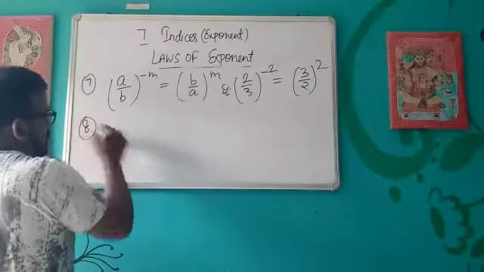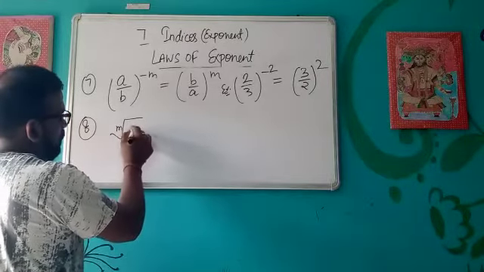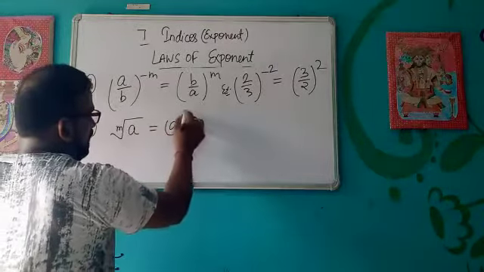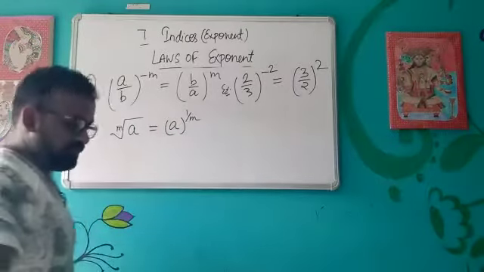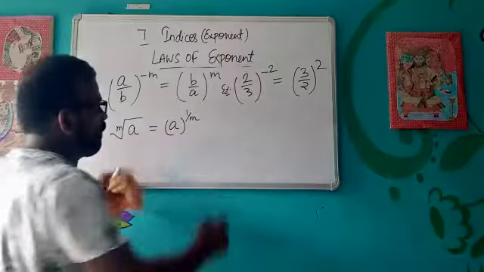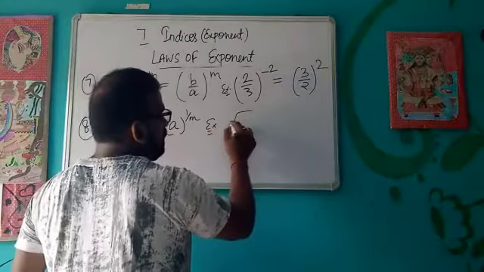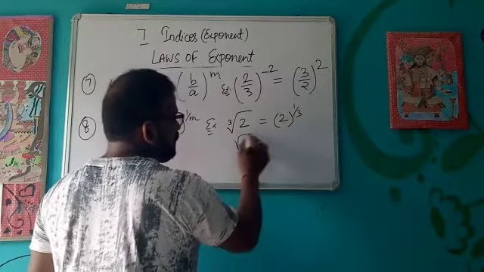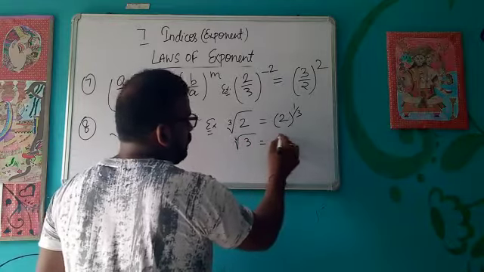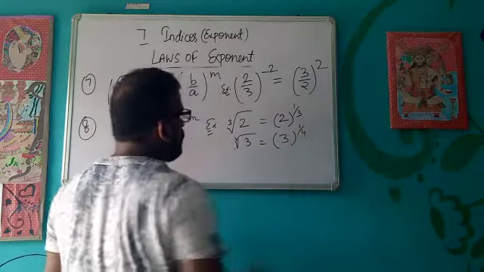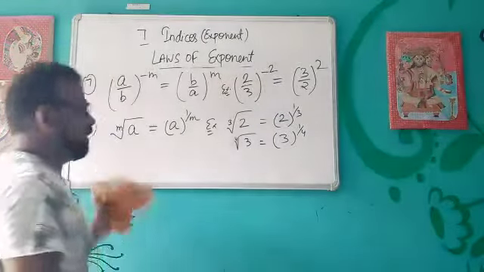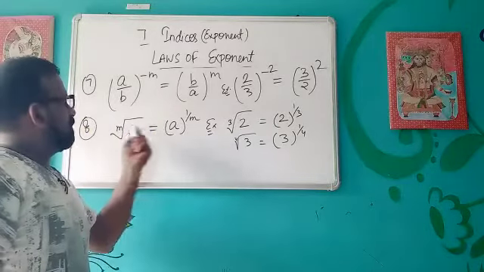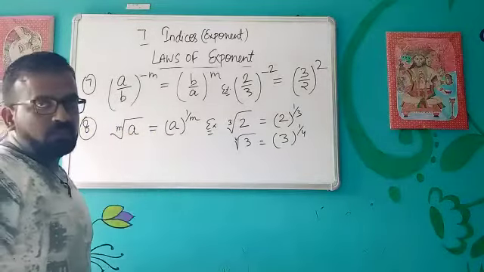Then if the nth root of any number is there, this can be written as the power 1 upon n. For example, the cube root of 2 we can write as 2 to the power 1 upon 3. If it is written 4th root of 3, then you can write 3 to the power 1 upon 4. Again a very important law, we will use this very frequently in questions. For the nth root of any number, you simply take this n and convert it into 1 upon n.